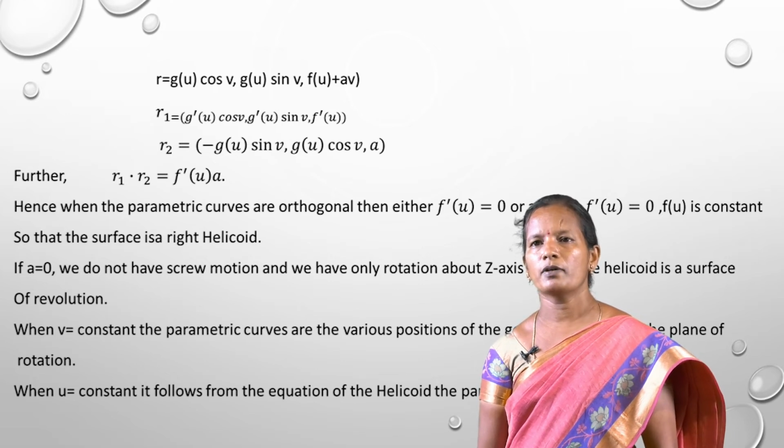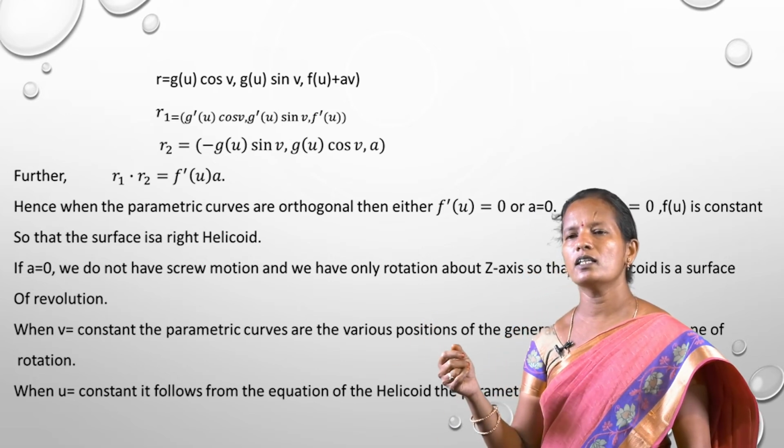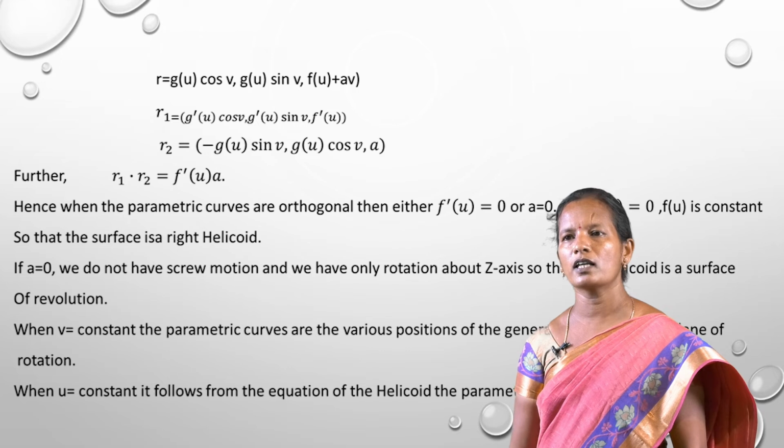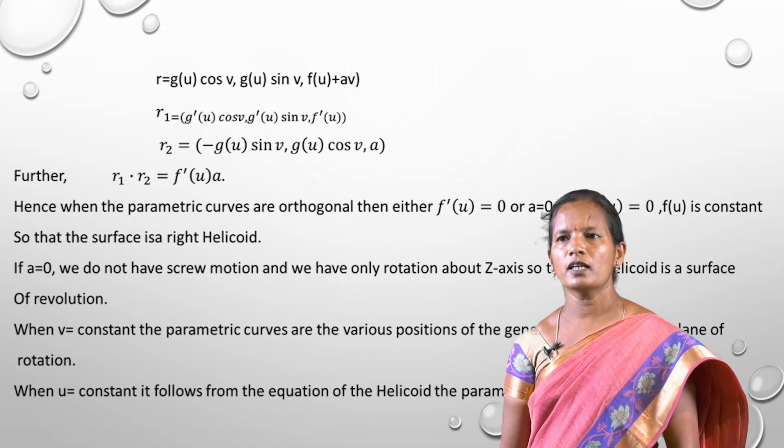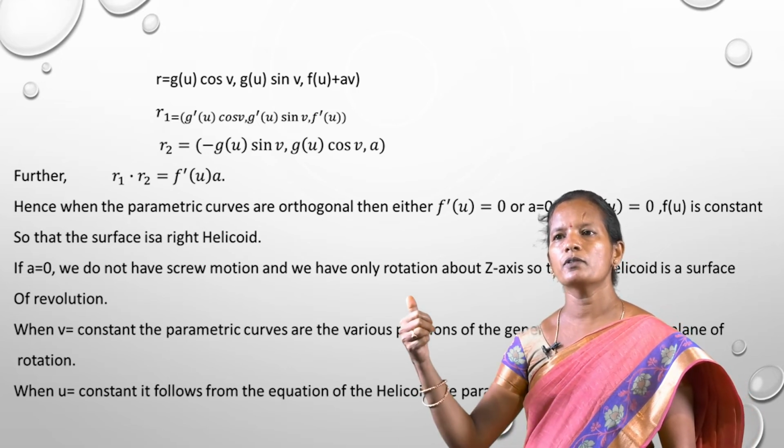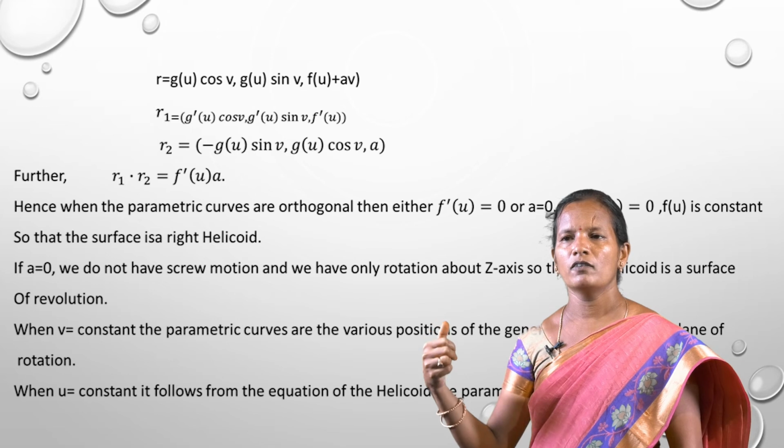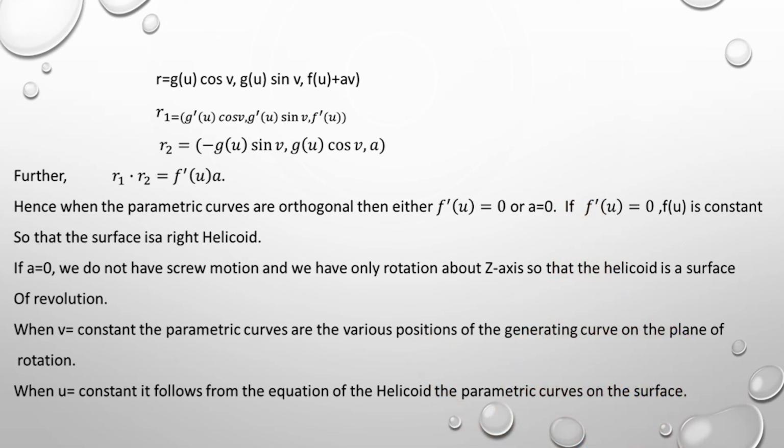When the parametric curves are orthogonal, then either f dash of u is equal to 0 or a is equal to 0. If f dash of u is equal to 0, the derivative is 0, that is the function f is a constant, so that the surface is a right helicoid. If a is equal to 0, we do not have a screw motion and we have only rotation about the z-axis, so that the helicoid is a surface of revolution.